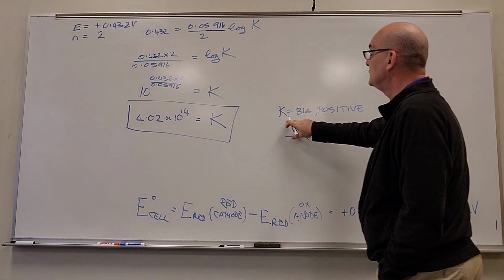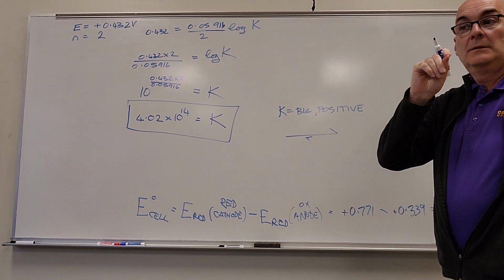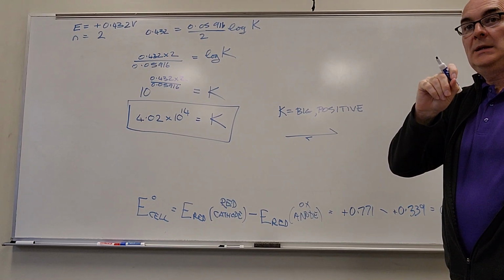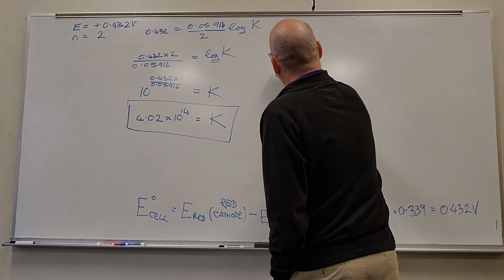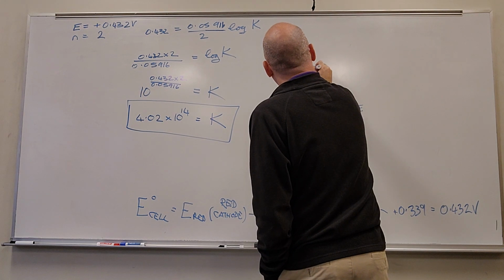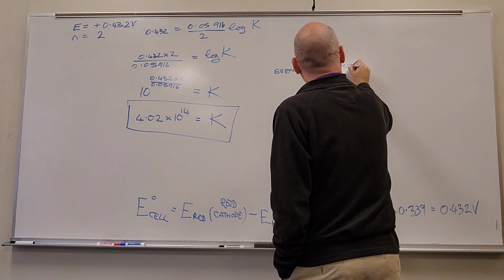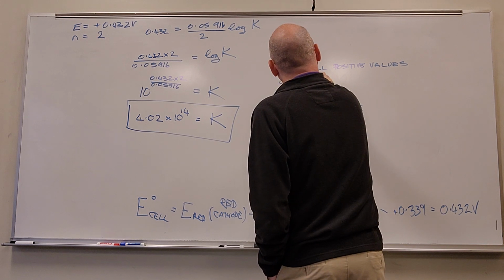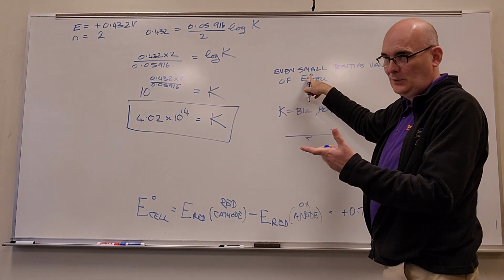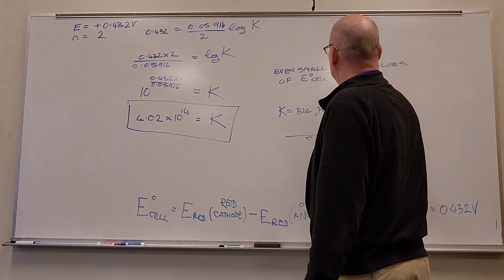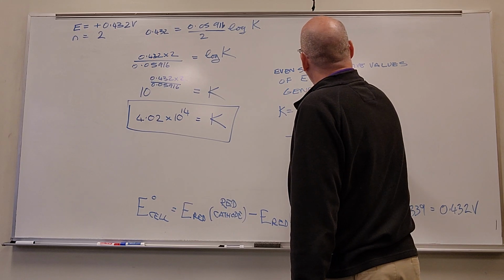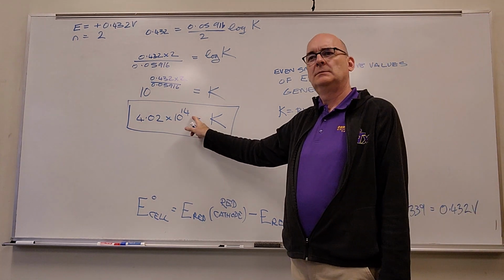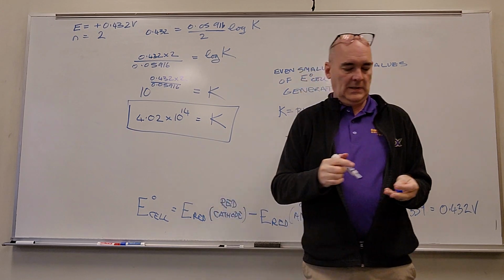Yes. So when values of K are big, your E cell is a positive number, and it turns out it doesn't need to be a big number. Even small positive values of E cell will generate big positive values of K. I'm writing it as a standard because our particular one is the standard, but it doesn't have to be, it could be under any general conditions. Units? Not necessary. Yeah, we ignore the units.